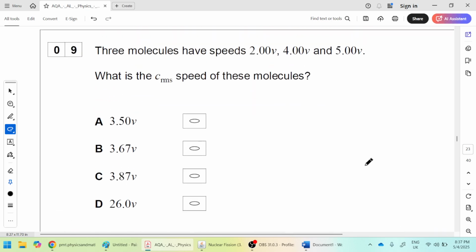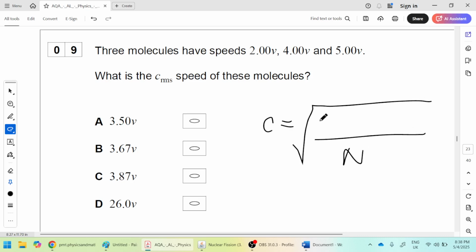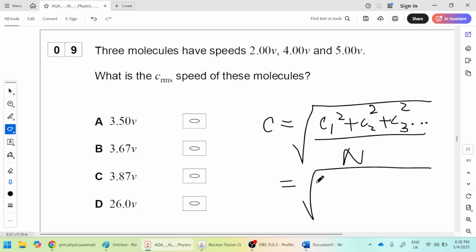Looking at number 9, molecules have speeds 2, 4, 5. What's CRMS? Remember that C, root mean square, is the root of the mean of the square of the speeds, right? Dot, dot, dot. So here, if you have only 3 molecules, what you would do is 2 squared plus 4 squared plus 5 squared divided by the number, which is 3.